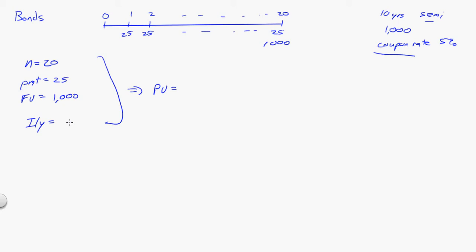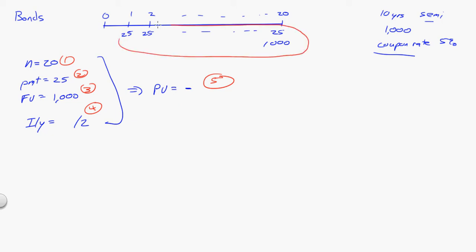This yield to maturity needs to be divided by 2 if it's semi-annual, and that gives me the price, which is a negative number. So you have here 1, 2, 3, 4, 5 different variables. If you're given any 4 of these 5, you should be able to find the 5th. But once again, the idea is the value of a bond is the present value of the future cash flows. Figure out the future cash flows, figure out the discount rate, and you can find the price.